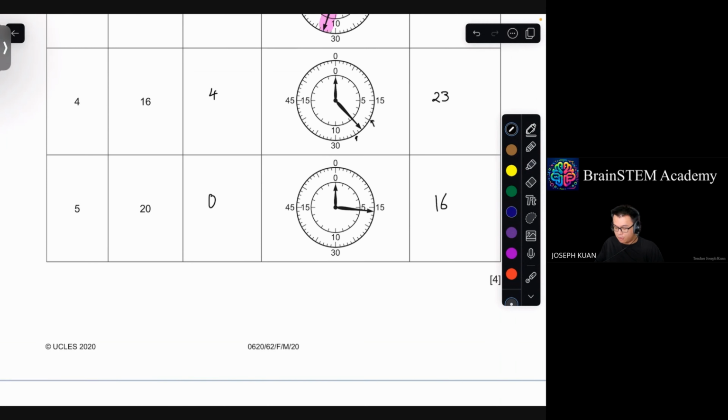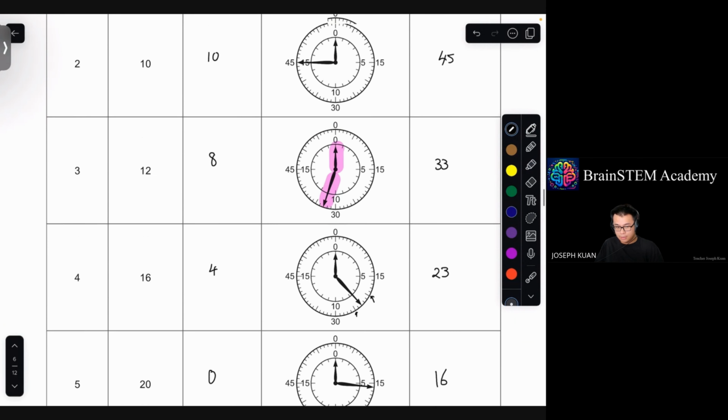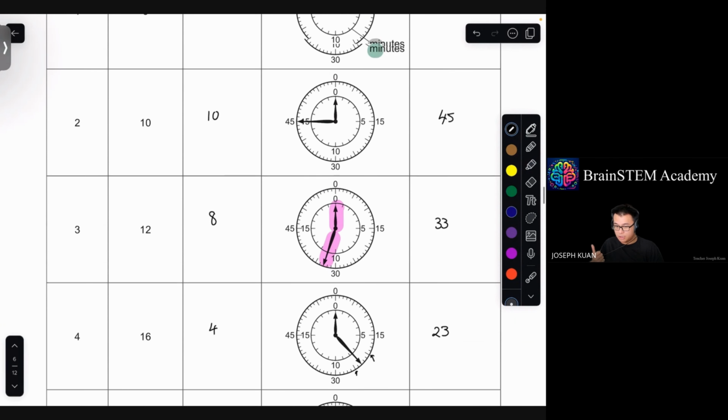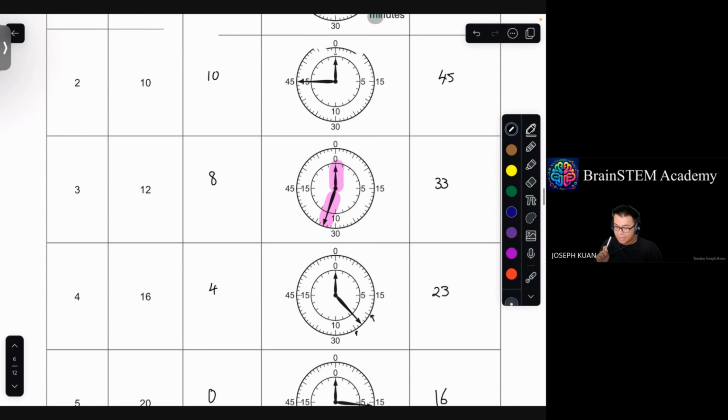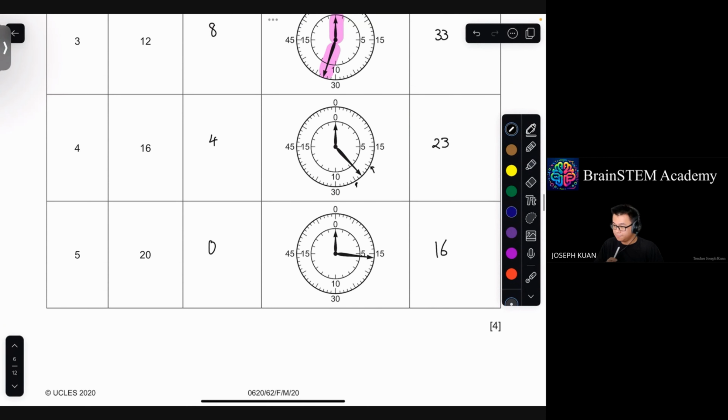Right, so how are the 4 marks awarded to you? The volume of distilled water measured correctly, there will be 1 mark. The second mark, and the third mark actually, is the timer. Right, and then the time collected in seconds, there will be the last mark.